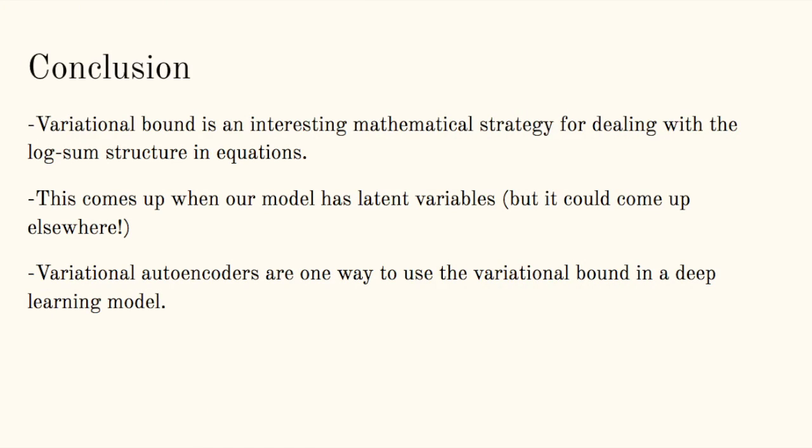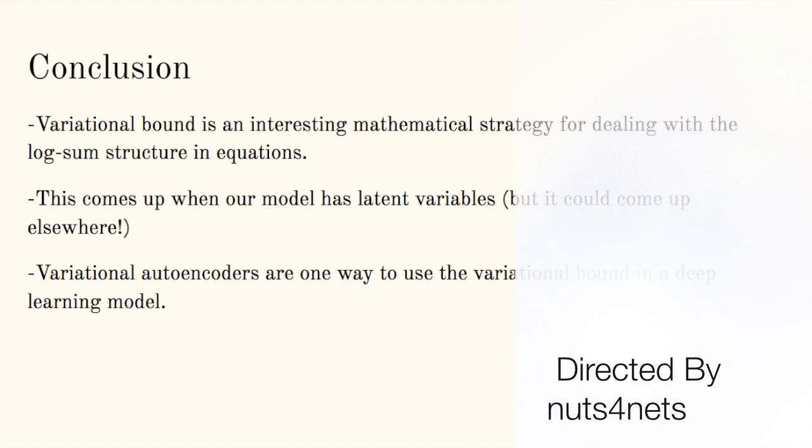To wrap things up, the variational bound is a very general way of dealing with the situation where an equation emerges which includes taking the log of a sum. This does come up in the case of maximum likelihood estimation of latent variables, models with latent variables, but it could come up in other places. Variational autoencoders are one relatively simple way to apply the variational bound to neural networks.